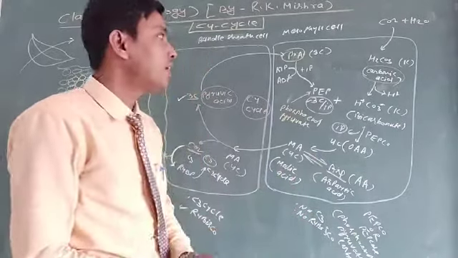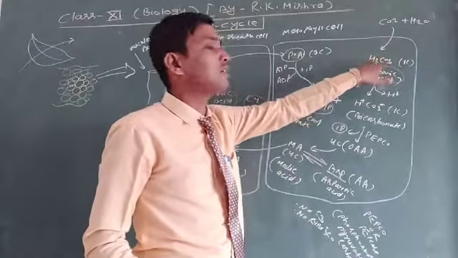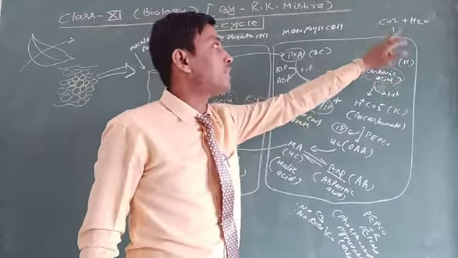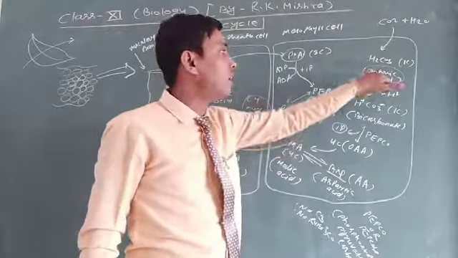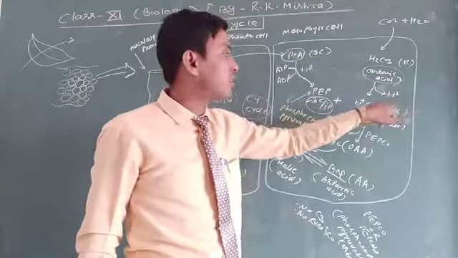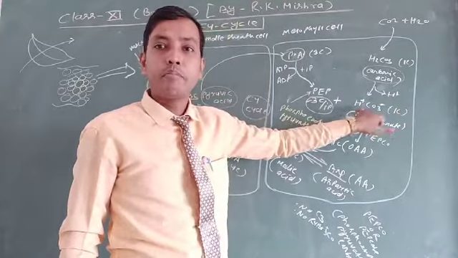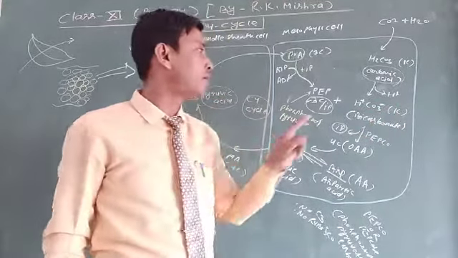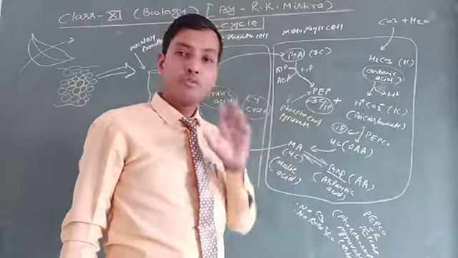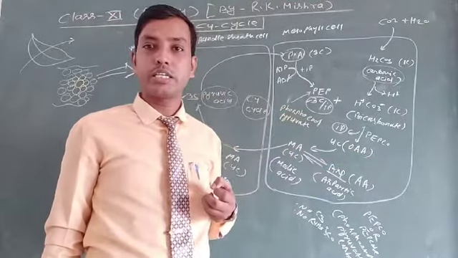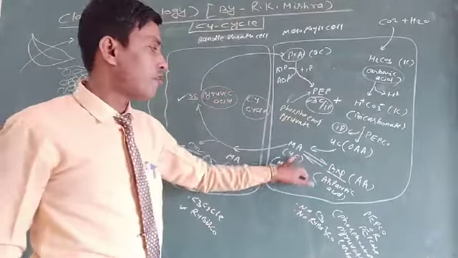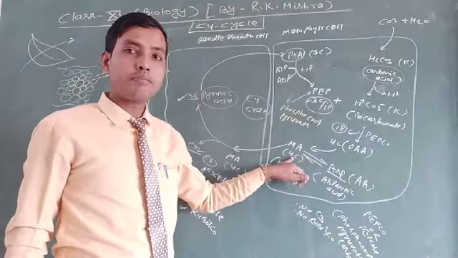So what happens? Carbon dioxide and water react to form carbonic acid. That carbonic acid, by the elimination of water, converts into bicarbonate ion. Bicarbonate ion is a 1 carbon compound that reacts with phosphoenol pyruvate to form the 4 carbon compound oxaloacetic acid. Keep in mind, the 4 carbon compound oxaloacetic acid forms malic acid, also a 4 carbon compound.